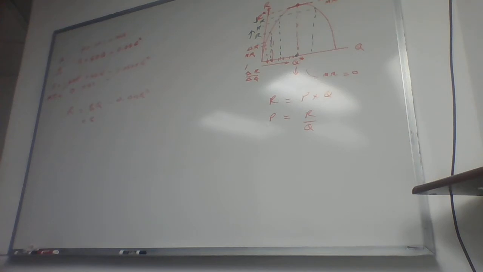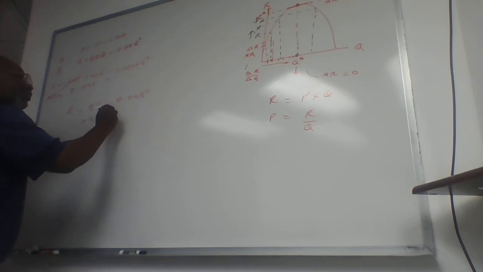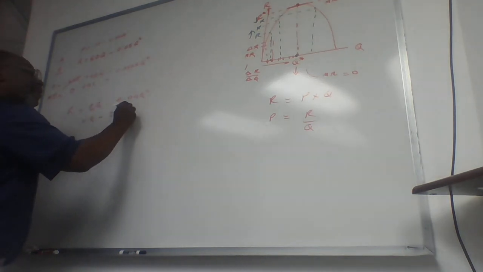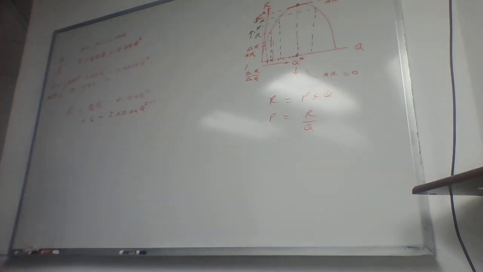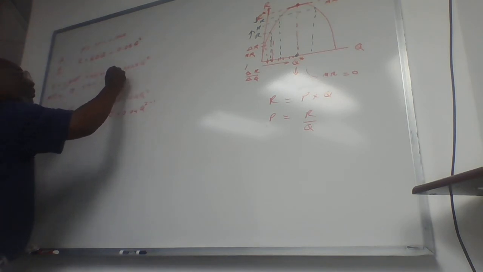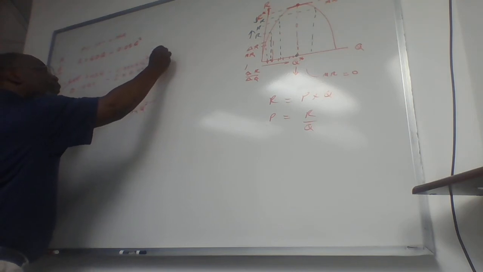So you bring down the power, the 2, and then you subtract. That would be 2 times 0.04, so this will be 2, open bracket, and then they say subtract 1 from the original power. Same thing here, 2, and then 1 from the original power.